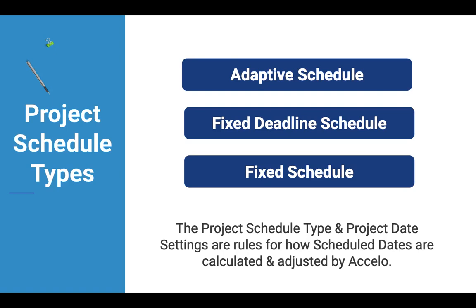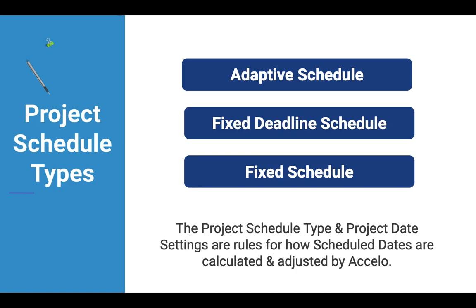Project schedules. Accelo offers 3 types of project schedules, and those are set and configured on a project-by-project basis. We have adaptive schedules, fixed deadline schedules, fixed schedules. The project schedule type and other project date settings act like the rules that determine how scheduled dates on tasks and milestones are calculated and adjusted by Accelo.